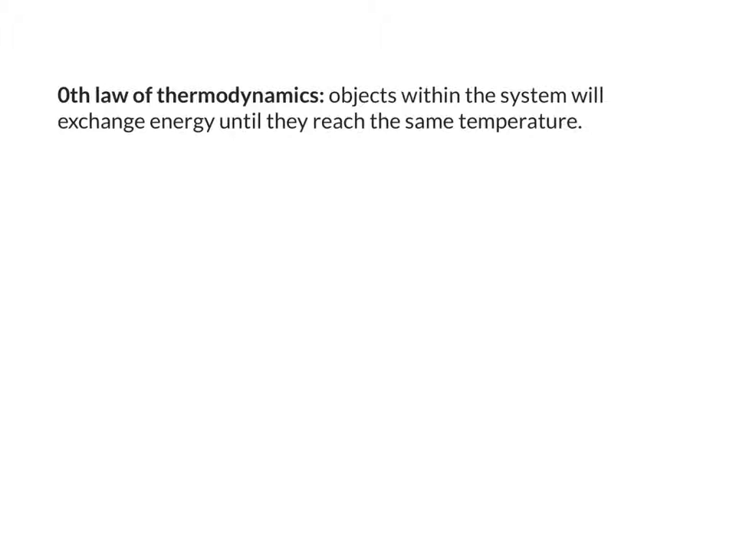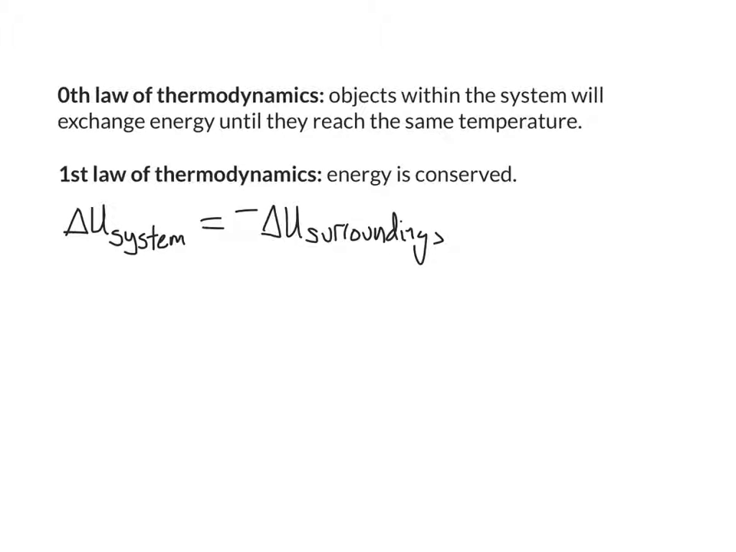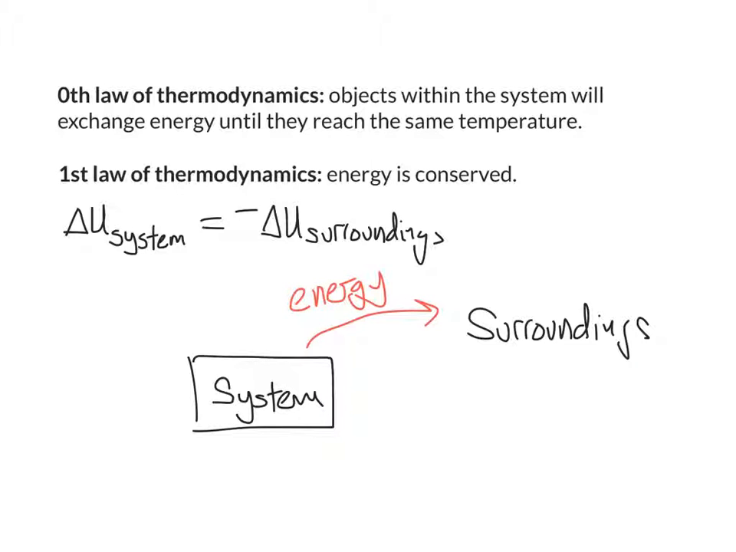The first law of thermodynamics states that energy is conserved. That means that the total energy of the universe is constant. The way we write this in chemistry is that the internal energy, which we give the symbol U, the internal energy change of the system must be equal in magnitude, opposite in sign, to the internal energy change of the surroundings. All that's saying is that if energy leaves the system, it must enter the surroundings. Conversely, if energy leaves the surroundings, it must enter the system.